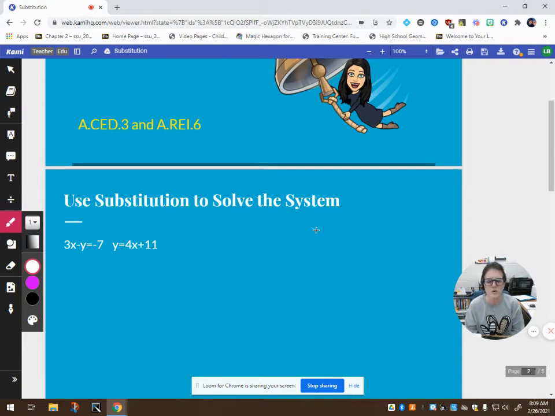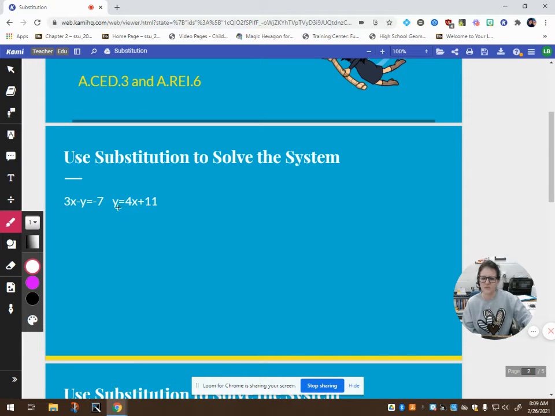The first thing we always want to do when we're solving by substitution is make sure that we have a variable by itself in one of the equations. So I'm looking at my two equations. I have 3x minus y equals -7. And I'm looking at the second one that says y equals 4x plus 11. This y is all by itself on one side of the equal sign. So this is perfect. This is what I want. So looking at this, I'm saying, okay, y is the same as 4x plus 11. Doesn't look the same, but the equal sign tells me that they are equivalent. They're equal. They can be replaced with each other.